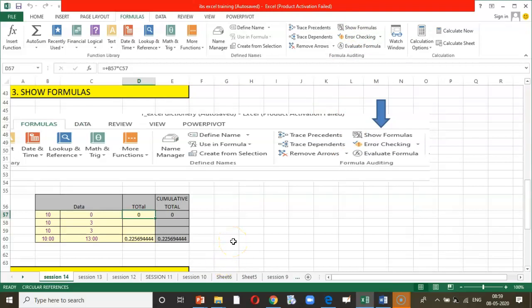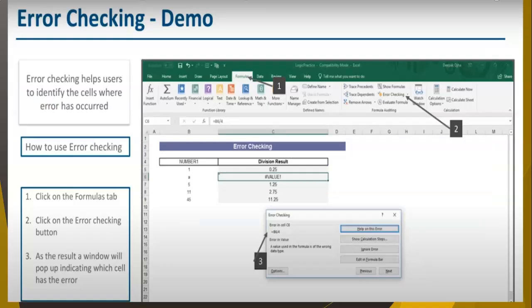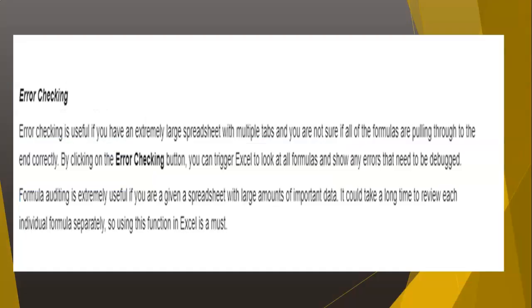So if you want to go back to the previous thing, just click on the same, and you can observe that we have gone back to the same. Let us go to the next function, and that is error checking. Error checking helps users to identify the cells where errors have occurred. It is also available under the same formula tab, and it's done easily with the help of just 2 steps. So let us see how to do it with the help of an example.